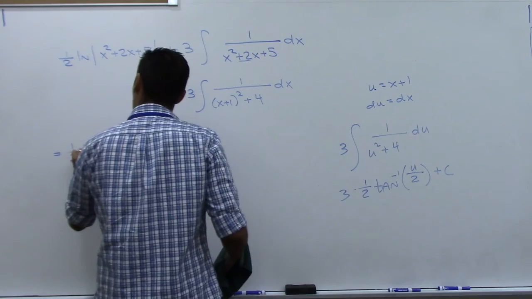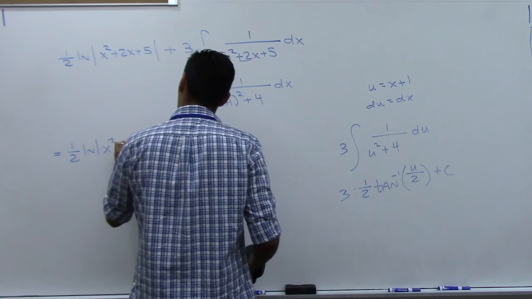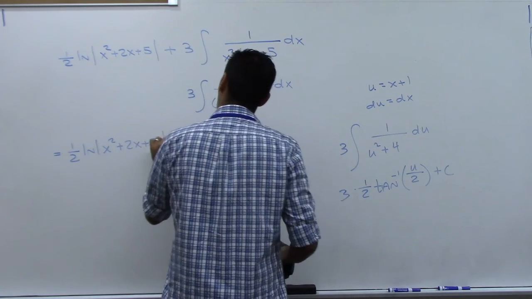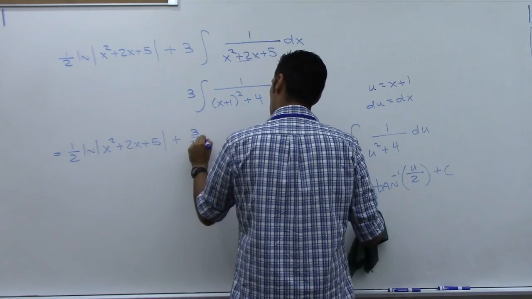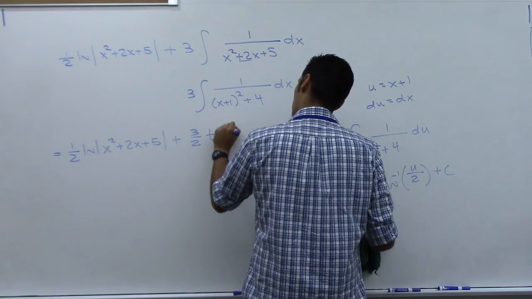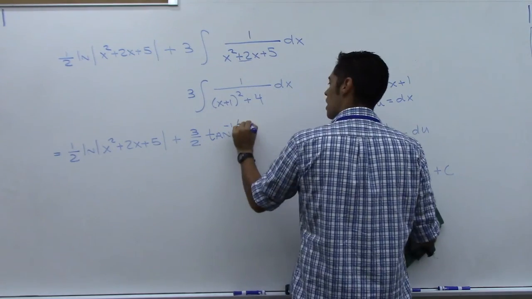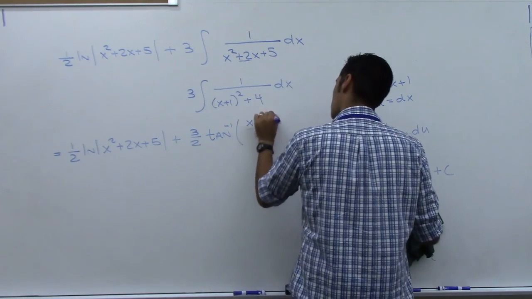1/2 natural log x squared plus 2x plus 5. I like this problem a lot. 3 times that, so it's 3/2 arctangent of u, but u is x plus 1, so x plus 1 over 2 plus c.